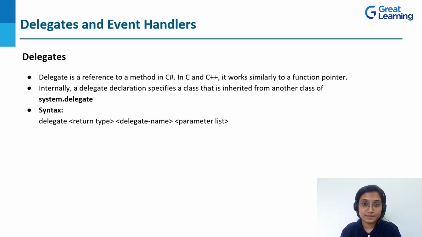In C and C++, it just works like a function pointer. It just works like a reference variable, right? So internally, a delegate declaration specifies a class that is inherited from another class. So anything that has been inherited from the other class is mentioned or declared inside the delegates. I think people are confused now. So let me make it simple for you.